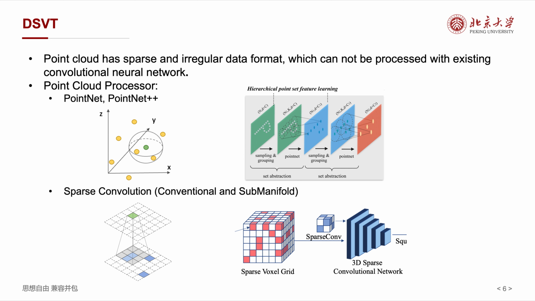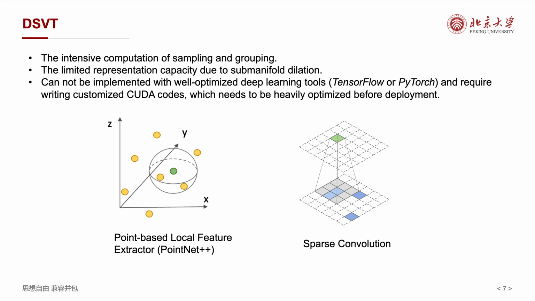Previous methods mainly applied custom sparse operations such as PointNet++ and sparse convolution. Though expressive, they suffer from either the intensive computation of sampling and grouping or the limited representation capacity due to submanifold dilation. More importantly, these specially designed operations generally cannot be implemented with well-optimized deep learning tools such as PyTorch or TensorFlow, and require writing customized CUDA code, which greatly limits their deployment in real-world applications.